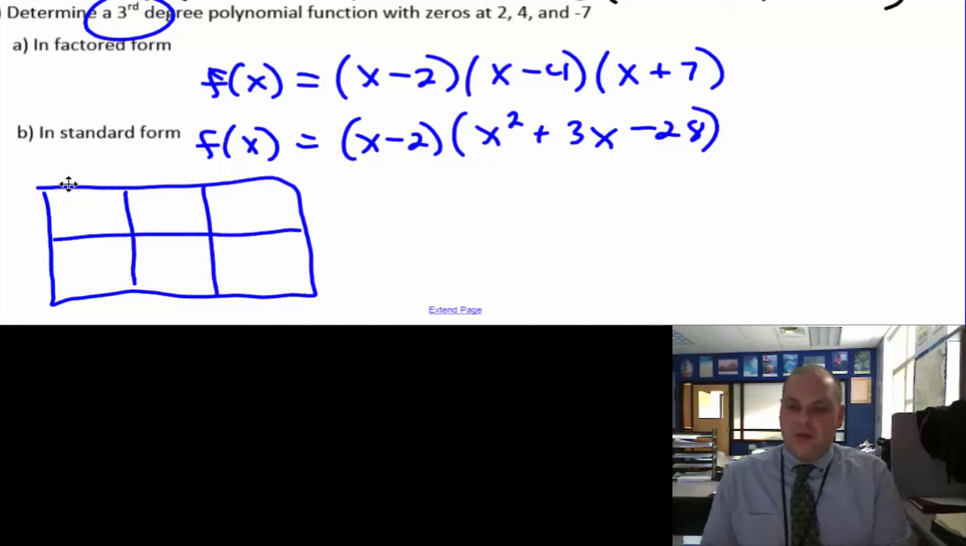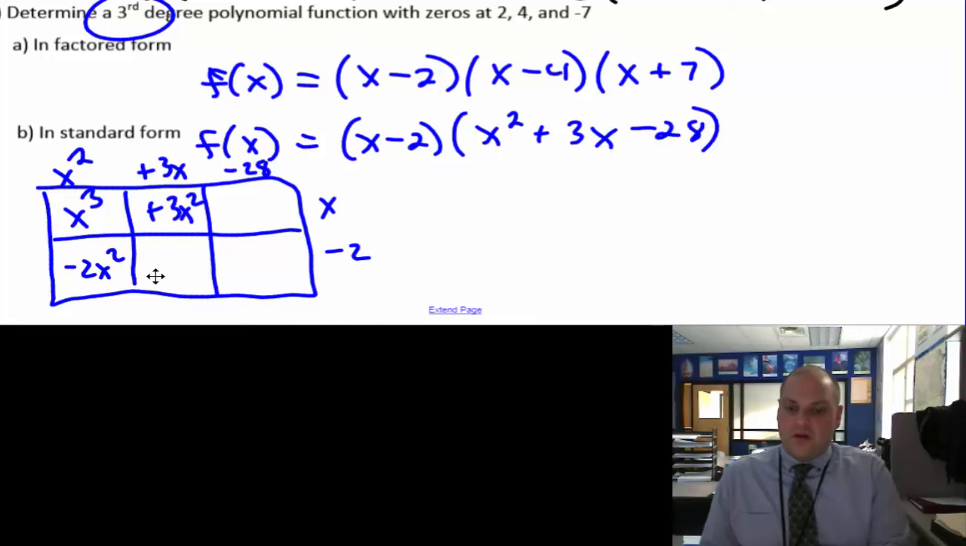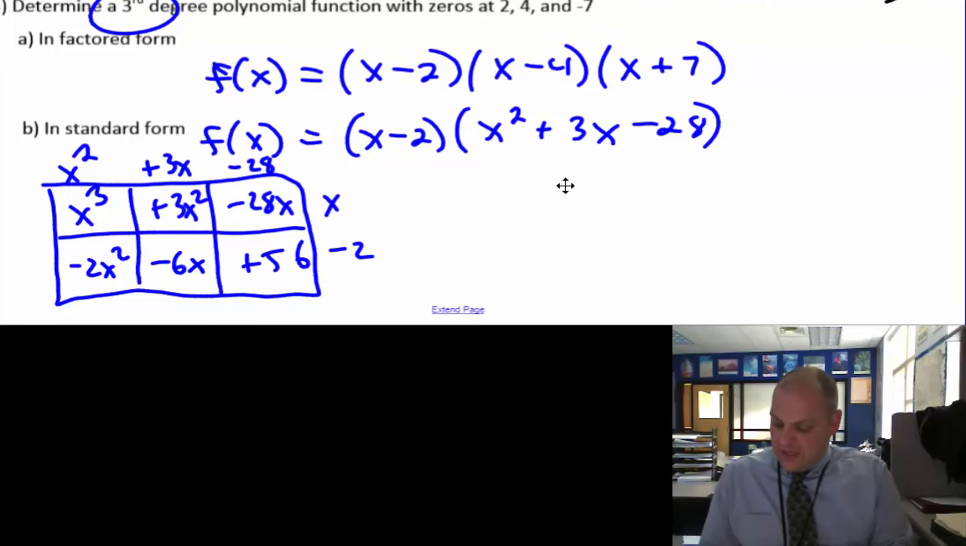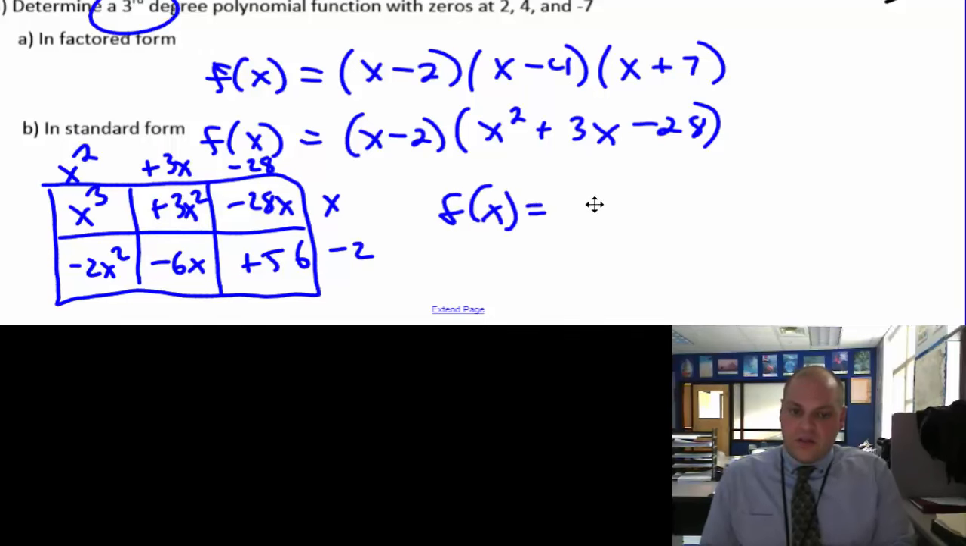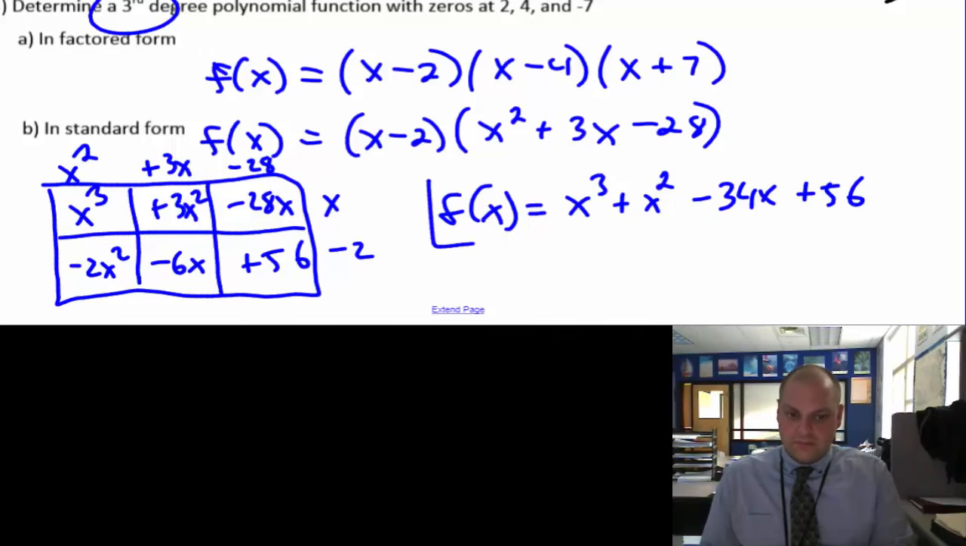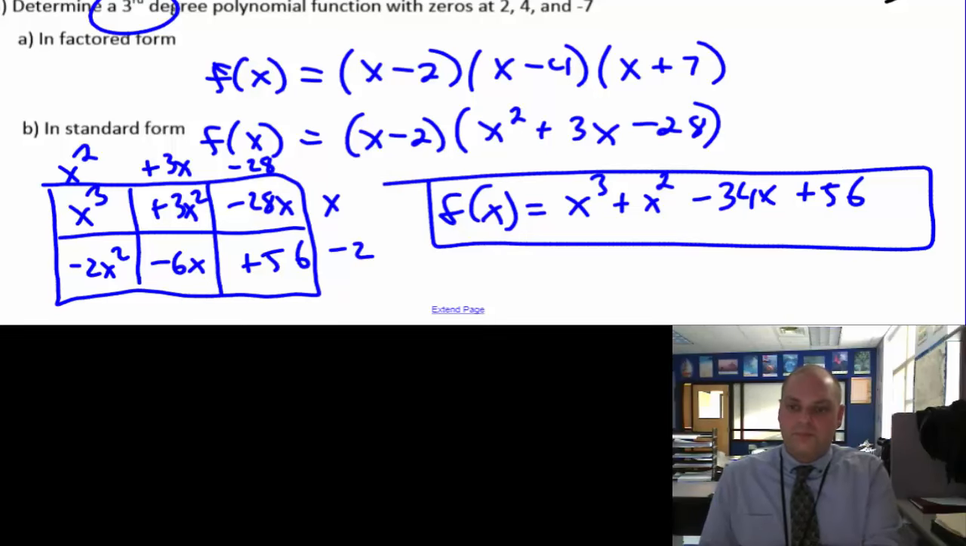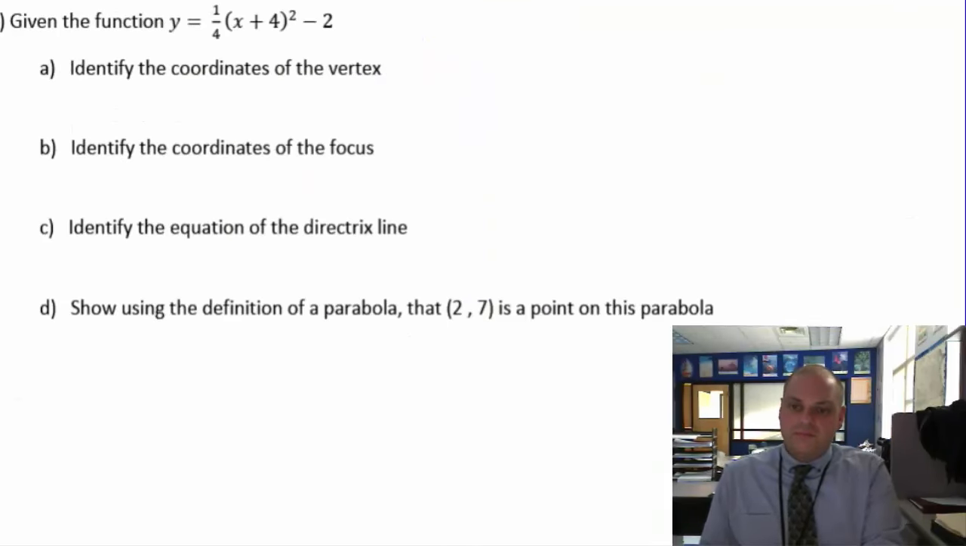Nice review here of our tabular method. I did x minus 2, and then I did x squared plus 3x minus 28. So I got x to the third minus 2x squared plus 3x squared minus 6x minus 28x plus 56. And that gives us f of x equals x to the third plus x squared and then minus 34x and then plus 56. That's standard form. All right, 2 more.